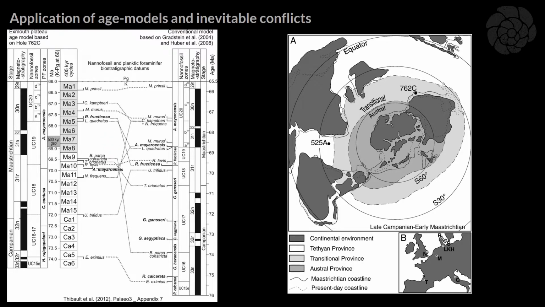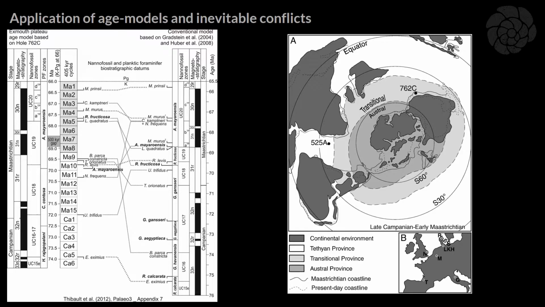And even when it's not crossing each other, if you take, for example, the last occurrence of eximius here, this is within Chron 32R over there. Here, this is well within C33, and so it's also not working very well. So there are several reasons for these really bad results.